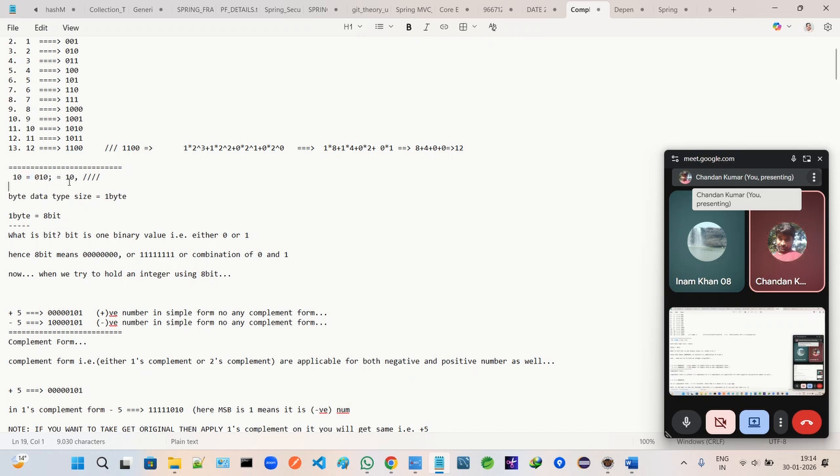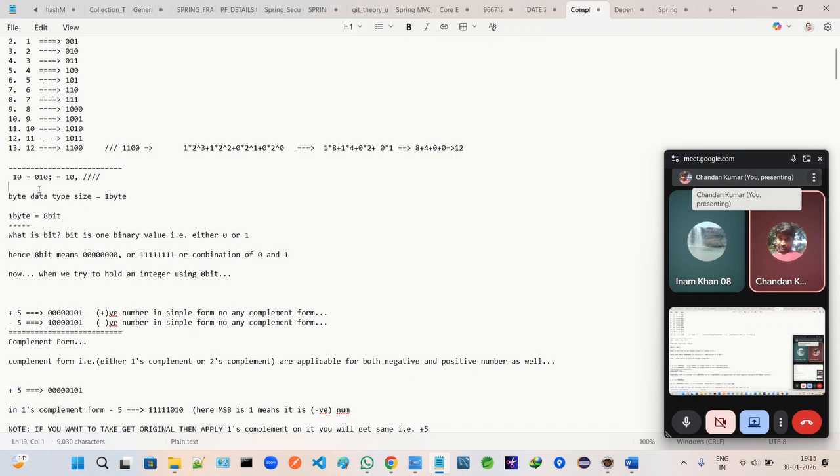Now, why are we discussing all these things? Because we have a size of at least 1 byte. 1 byte means the data type size is byte only, right? So 1 byte means how many bits? 8 bits. We need at least 8 bits to represent any integer value, meaning a value in the range. Byte has a range, yes: minus 128 to 127. If you try to hold plus 128, it won't hold.